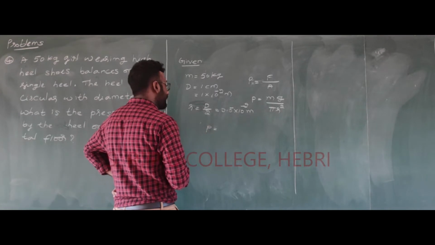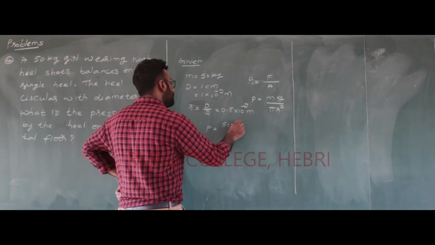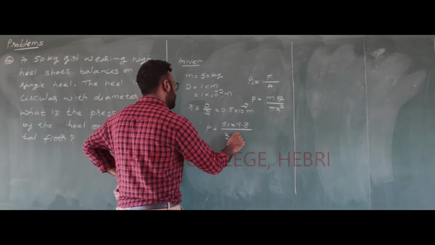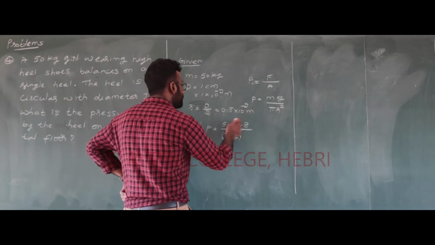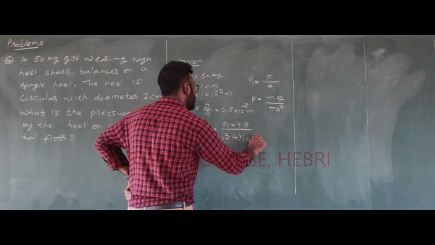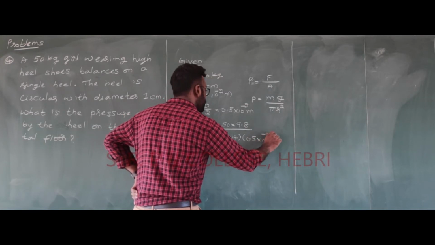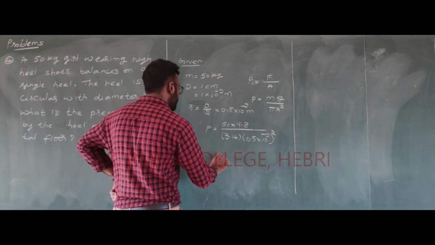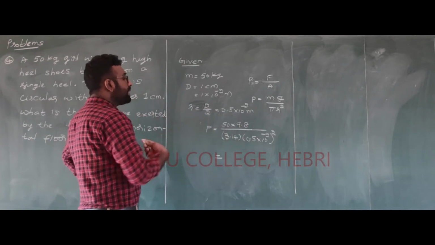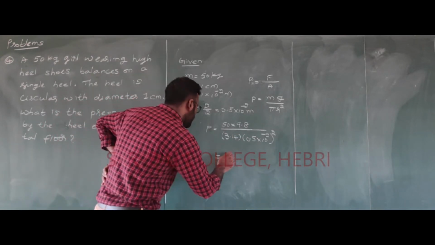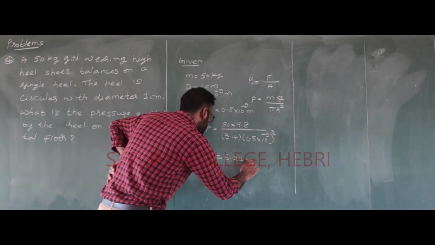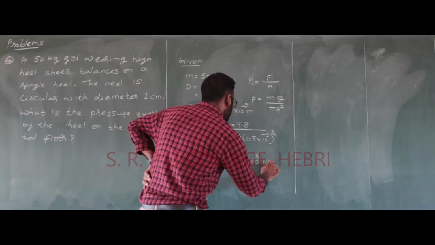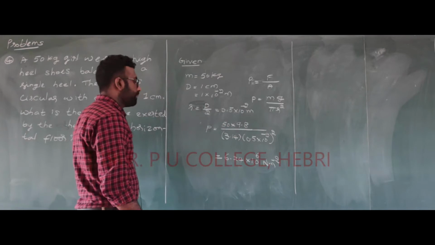P is equal to m, 50, into g, we will take 9.8, divided by pi, which is 3.14, then what about this one? 0.5 into 10 to the power minus 2 whole square. Now you can do it by yourself. Do the calculation step by step. Finally you will arrive at an answer, that is 6.24 into 10 to the power 6 Newton per meter square.